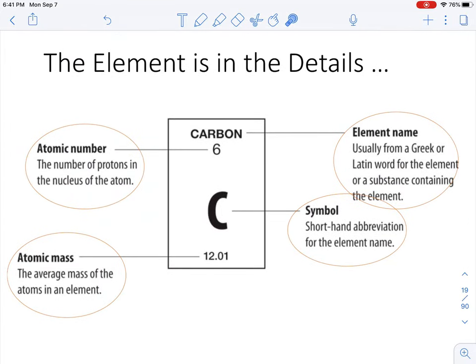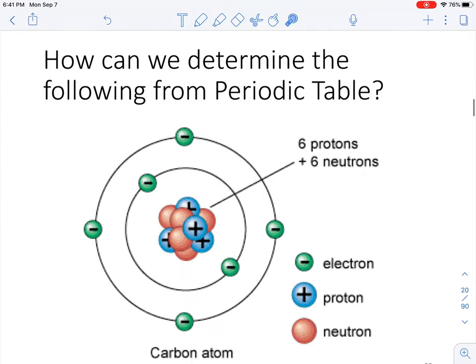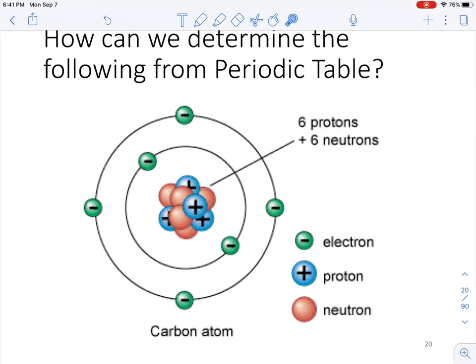Okay, all right, so let's go ahead and talk about the periodic table in much greater detail. When you guys are looking at the periodic table, there are a lot of numbers and a lot of letters, and we need to become familiar with how to use the information it contains to determine, for example, the number of protons, the number of neutrons, and the number of electrons.